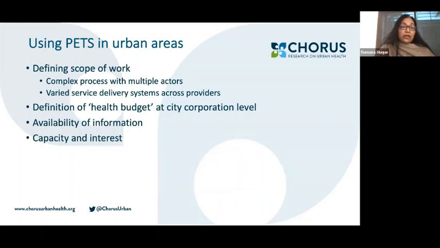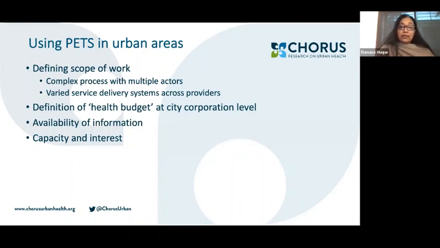So we really need to understand the urban context, and we really have to define the scope of work, because in the rural areas there is a structured system that is still very complex, whereas in the urban area there are multiple actors. Even for the public sector, there is the Ministry of Health and local government, with different channels of providing resources. So we have to define, if we really want to do any expenditure tracking, what the scope of work is and whose expenditure we really want to track, rather than making it very complex and taking on multiple actors.